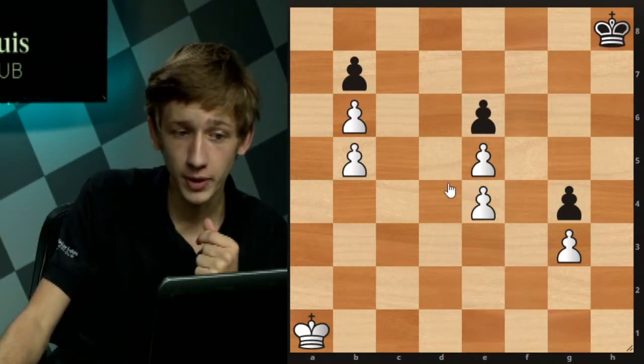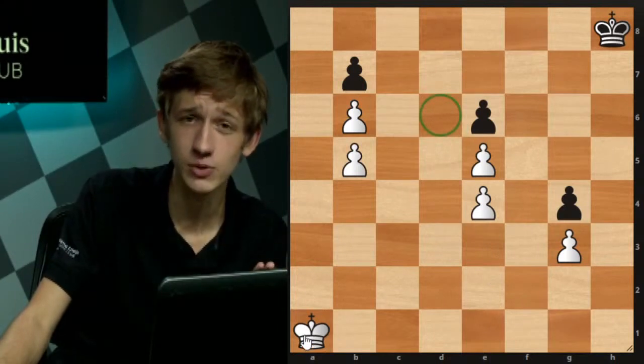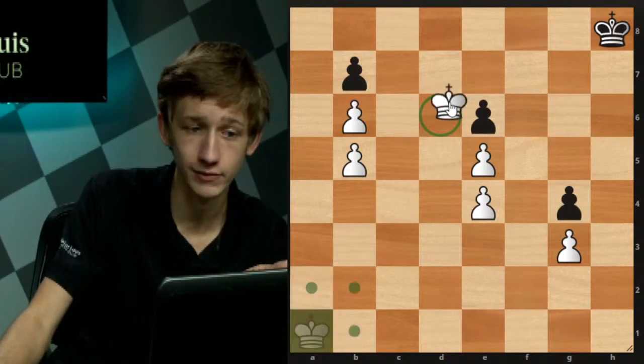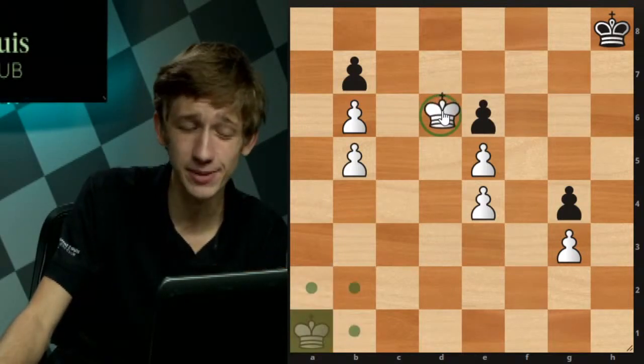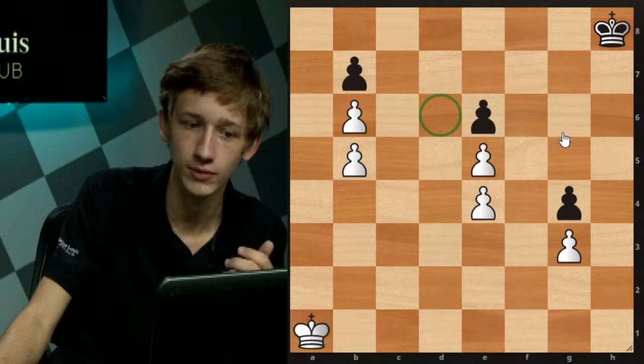So key square number 1, of course, is going to be the square d6. Of course, a key square is a square that if your king lands on it, then you win the game, right? So if the white king gets to d6, doesn't matter where the black king is, we're always going to be able to invade over here, take a pawn, take the e6 pawn, easily winning, right?